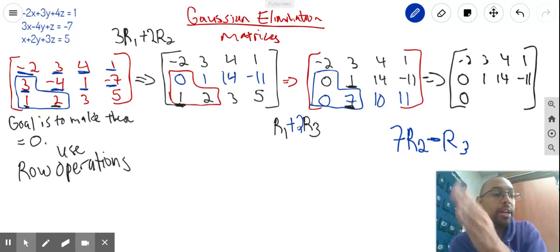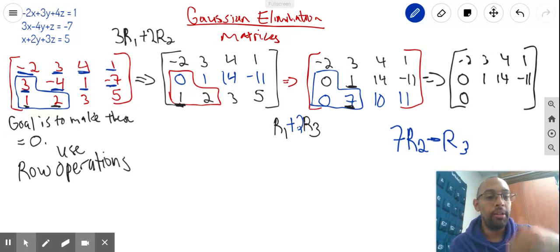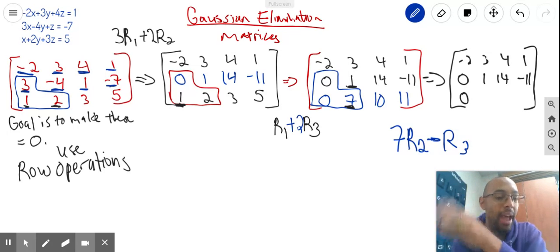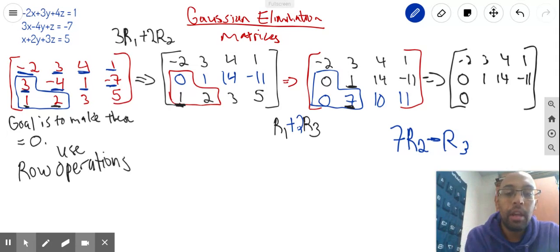So I'm going to take every number in row 2, multiply it by 7, and subtract it from every number in row 3. So 7 times 1 is 7, minus 7 is 0. 7 times 14 is 98, minus 10 is 88. 7 times negative 11 is negative 77, minus 11 is negative 88.